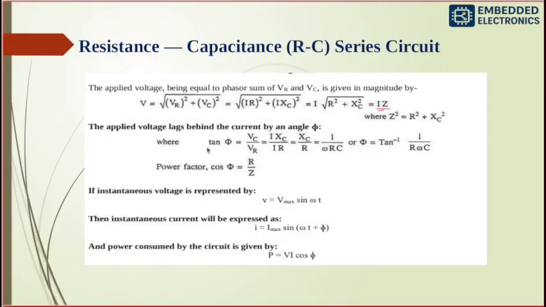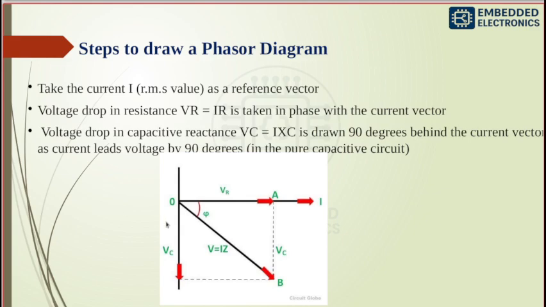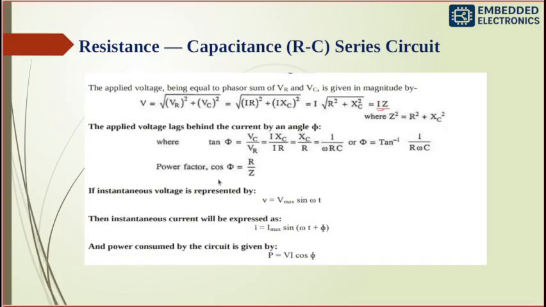Now you need to find tan phi and cos phi. So tan phi equals VC divided by VR, right? Substitute IXC divided by IR. I will cancel with each other, giving XC by R. But XC is nothing but 1 by omega C. Substitute, then you will get phi equals tan inverse of 1 by omega RC. This is the phi value.